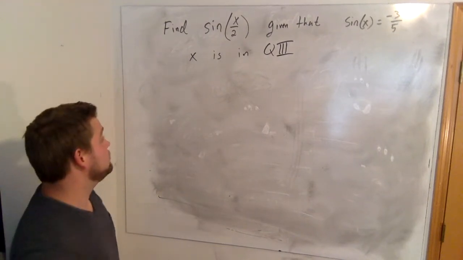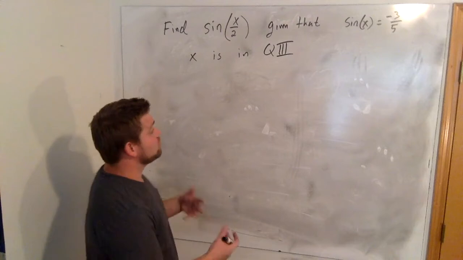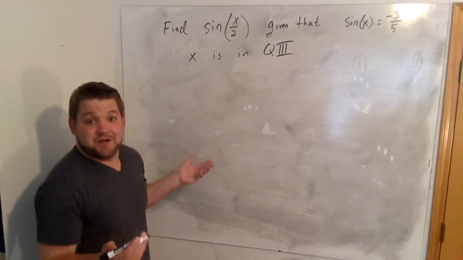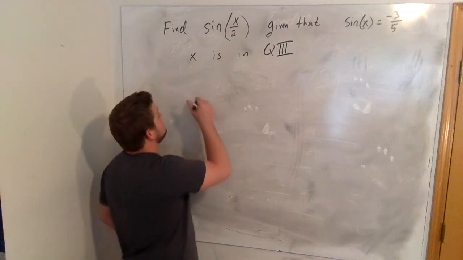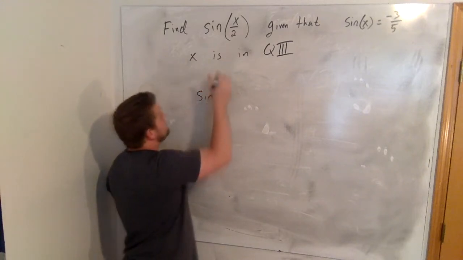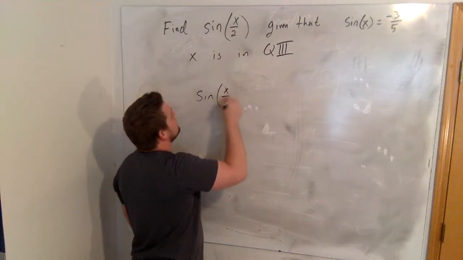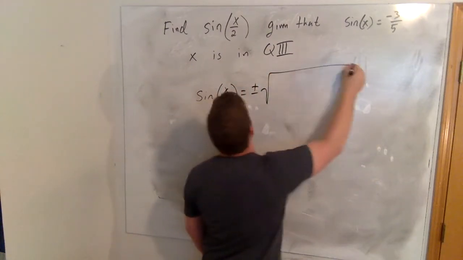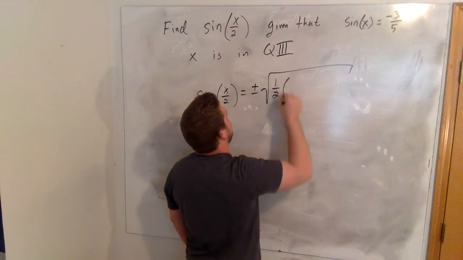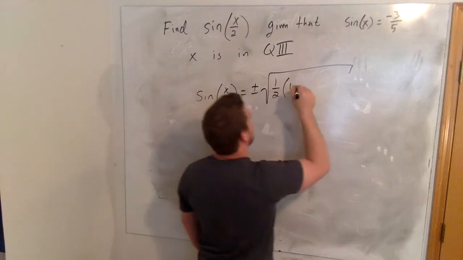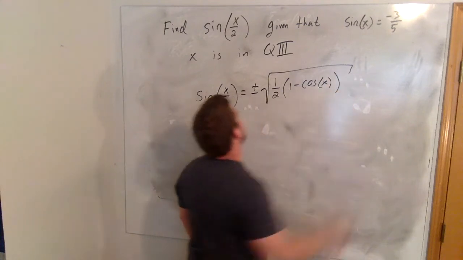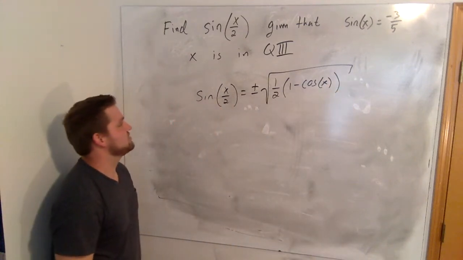Okay, let's do it. So what this is screaming for us to do here is to use a half angle formula. So let's write it down. Here we have that sine of x over 2 is equal to plus or minus the square root of 1/2 times (1 minus the cosine of x). So here's the half angle formula for sine.